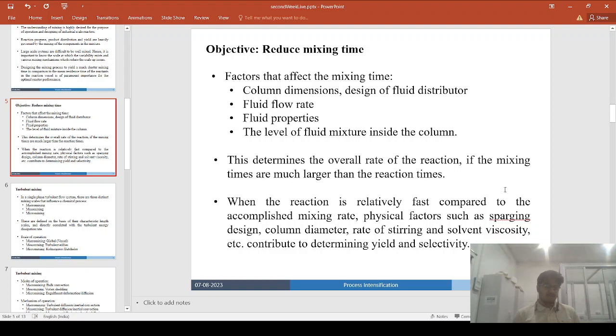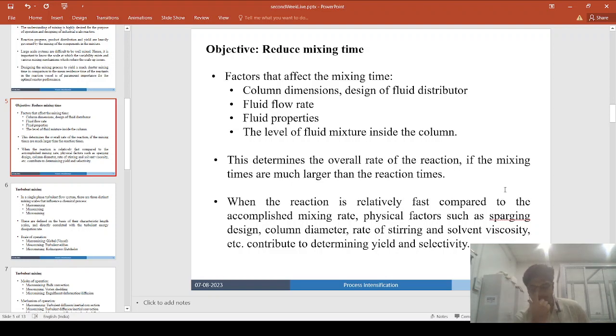And if the mixing times are significantly larger than the reaction kinetics, then the overall rate of reaction is determined by the mixing step. It becomes a mixing step limited rate of reaction. When the reaction is relatively fast as compared to the accomplished mixing rate, physical factors such as the sparger design, column diameter, rate of stirring, solvent viscosity, etc. contribute to determining the yield and selectivity of the overall process.